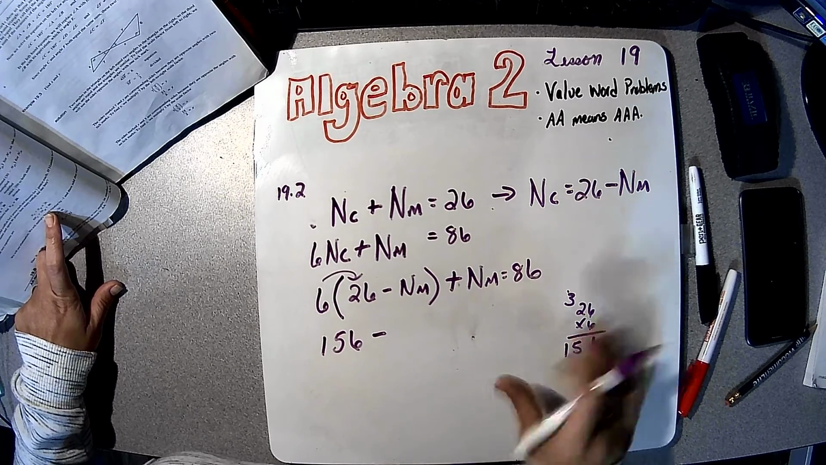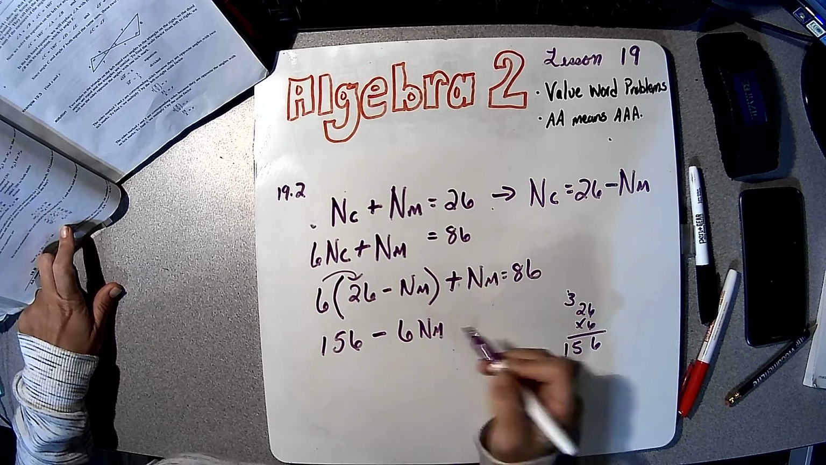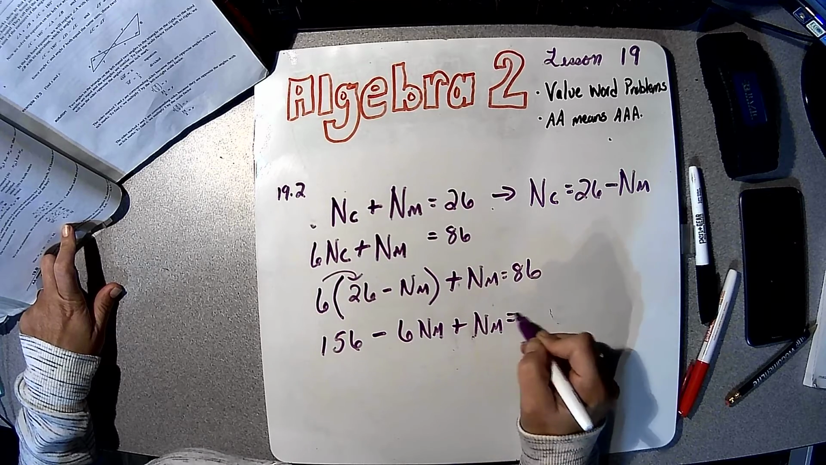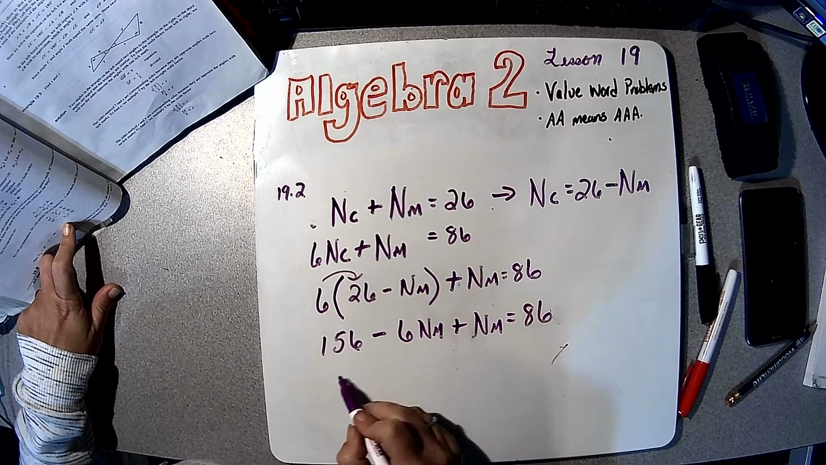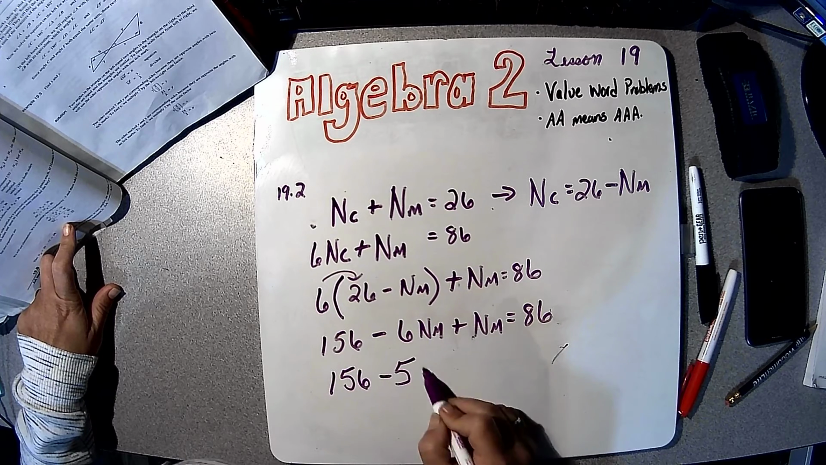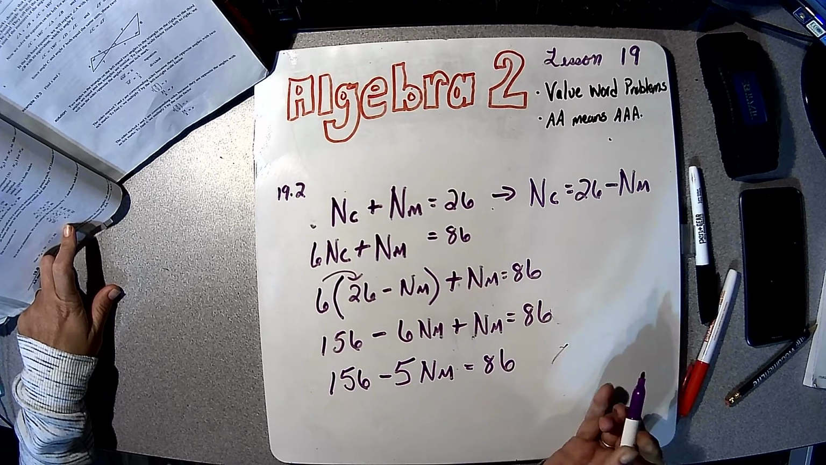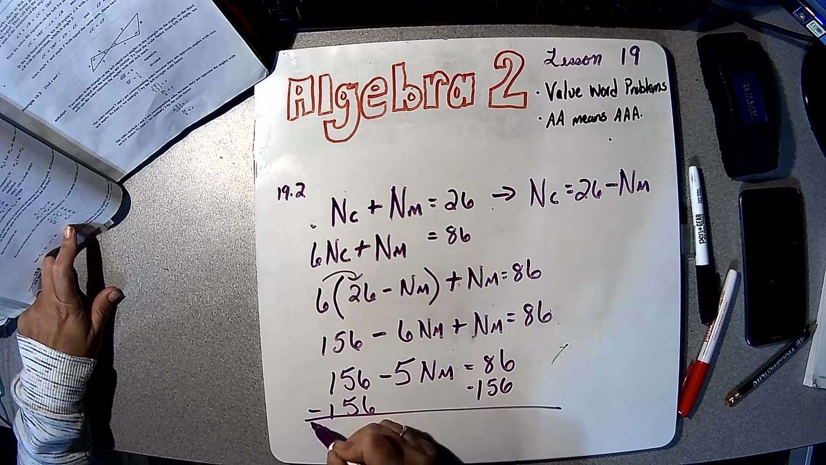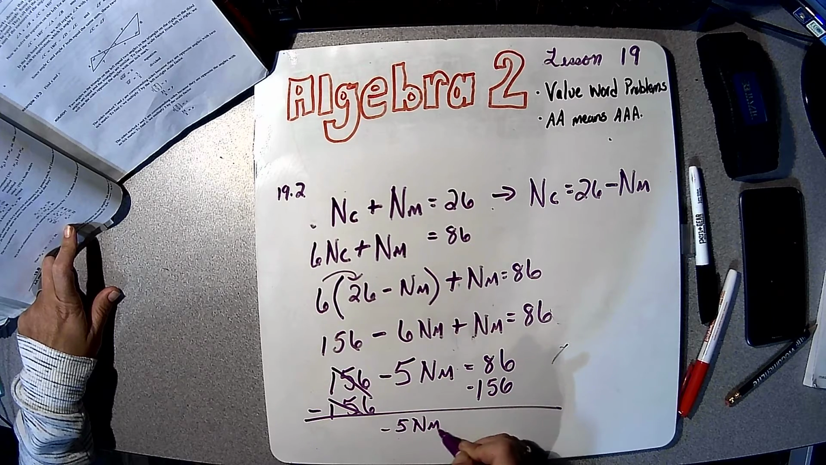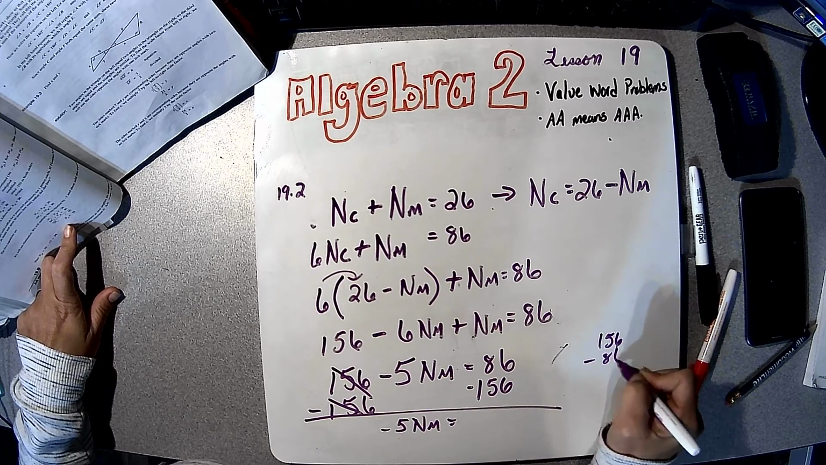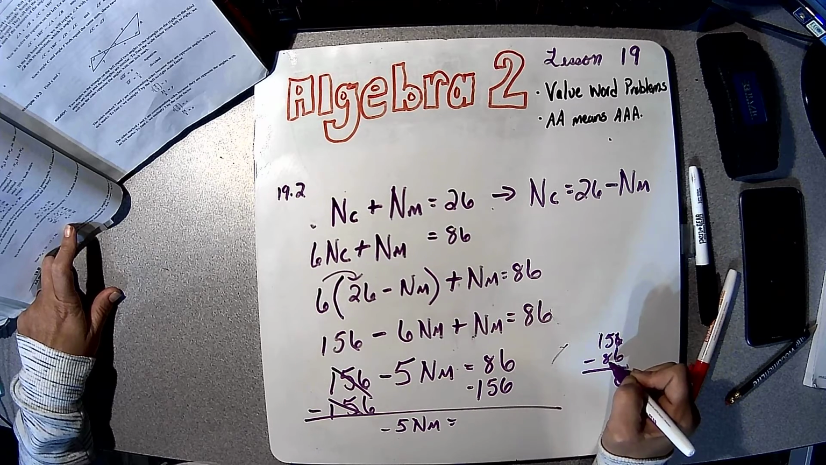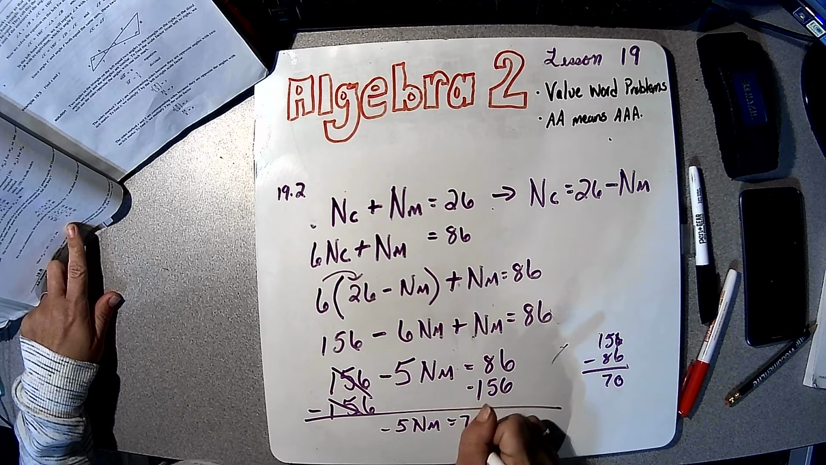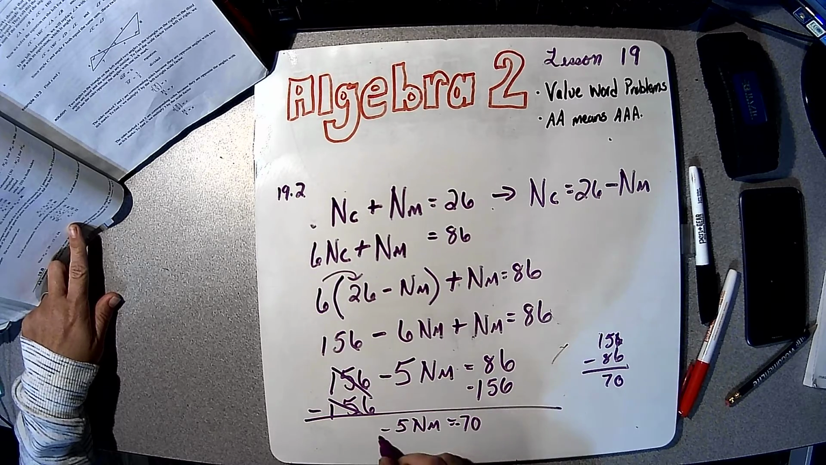156 minus 6 times the number of mussels plus the number of mussels equals 86. All right, when we put these together, we're going to have 156 minus 5 times the number of mussels equals 86. All right, so now we're going to subtract 156. Negative 5 times the number of mussels equals negative 70, and then we've got to divide by negative 5.